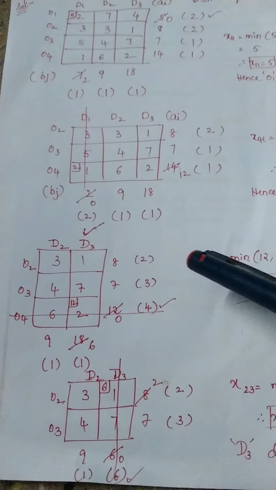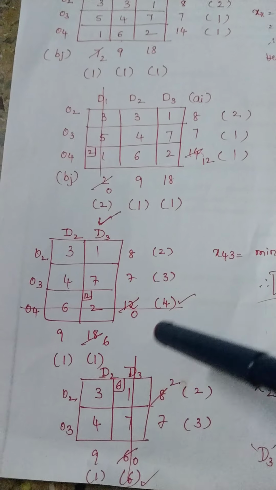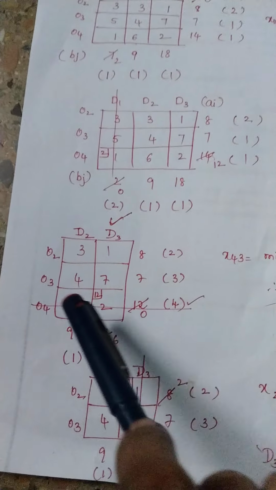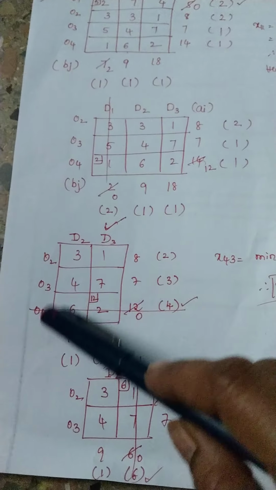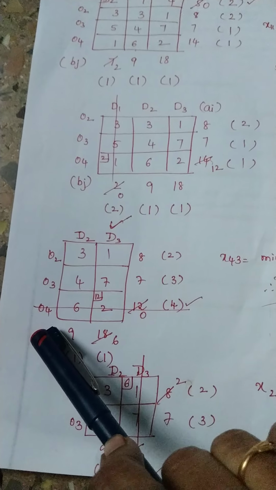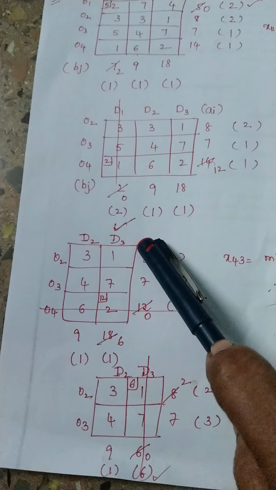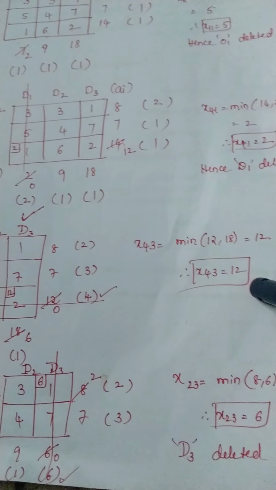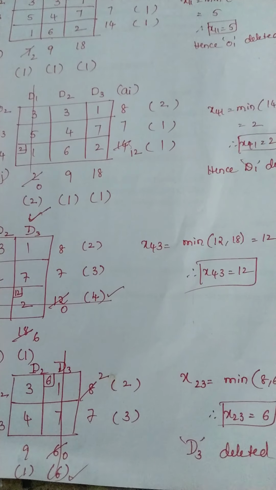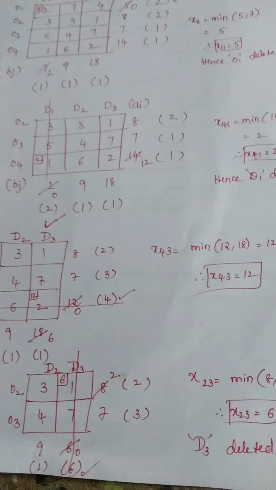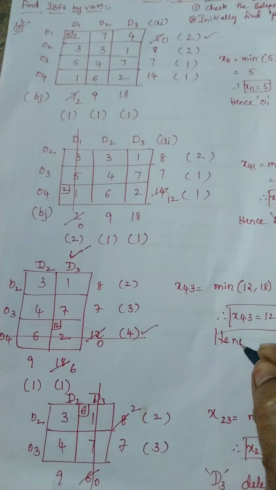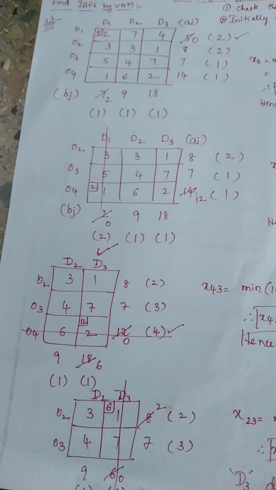Out of this, what is the highest penalty? 4. This 4 will be your highest penalty, corresponding to the origin O4. We have the least value in the cell O4 D3. That means x43. So x43 equals the minimum of 12, 18, that is 12. We give that value. Hence O4 is deleted.